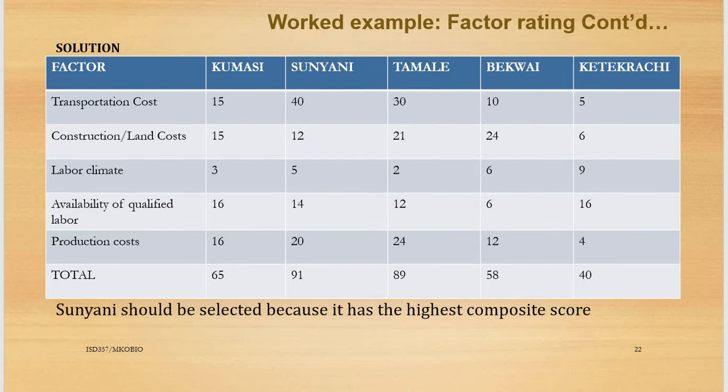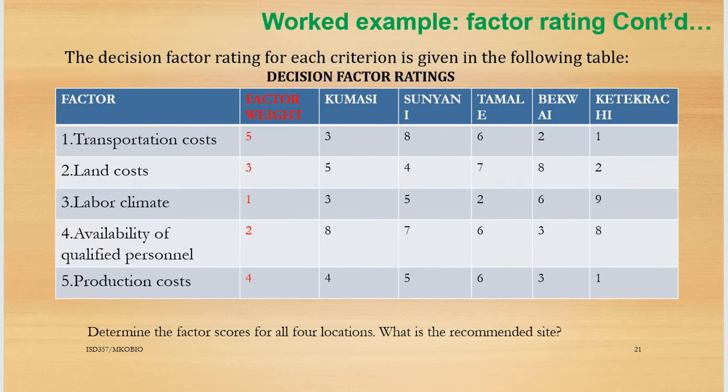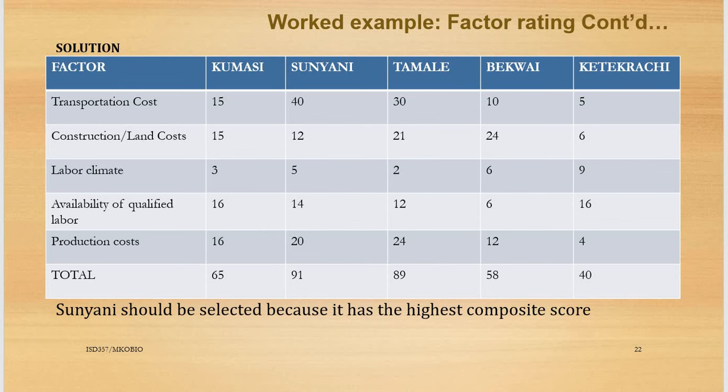You can see that the transportation cost for Kumasi was 3 by 5, which is 15. The transportation cost for Sunyani is 8 by 5, 40. The transportation cost for Tamale is 6 by 5, 30. The transportation cost for Bekwai is 2 by 5, which is 10. The transportation cost for Kente Krache is 1. So you multiply the 1 by 5, and you get 5. You can see that all these were multiplied by the factor weight.